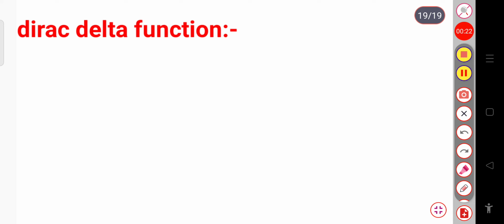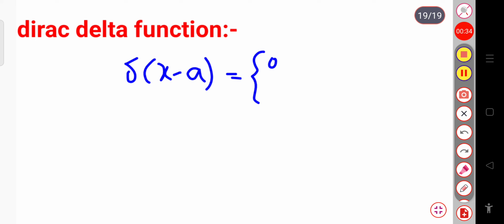So this Dirac delta function can be written as delta of x minus a is equal to 0. The function value will be 0 when x is not equal to a, and its value will be 1 if x equals a.